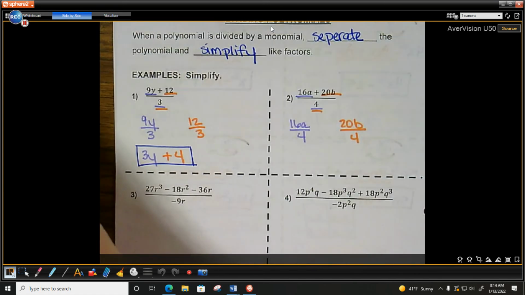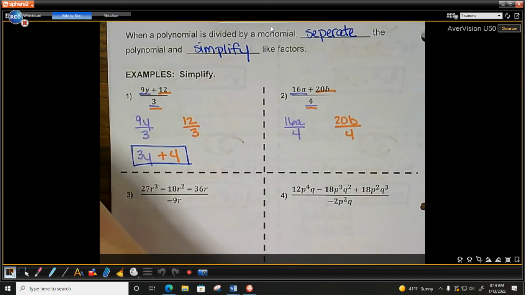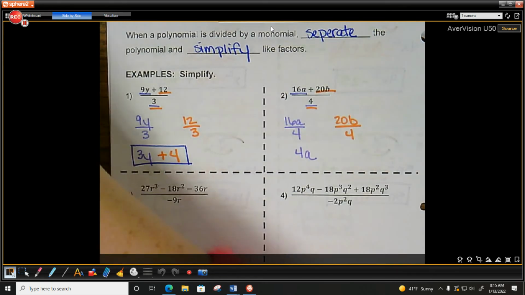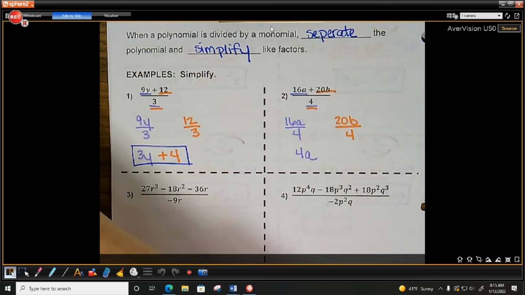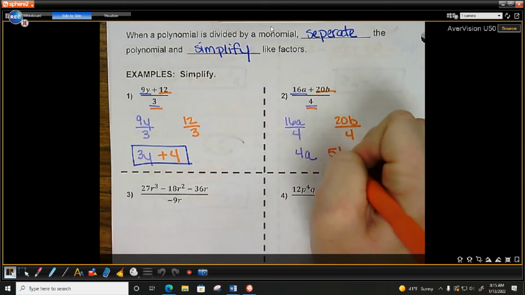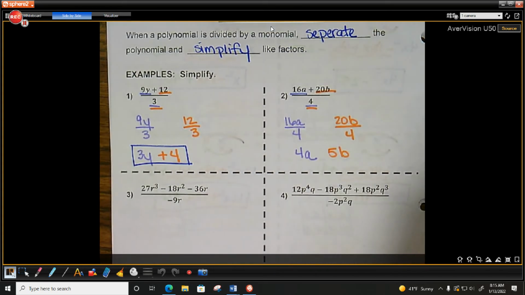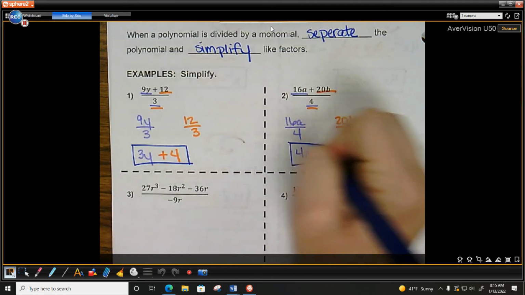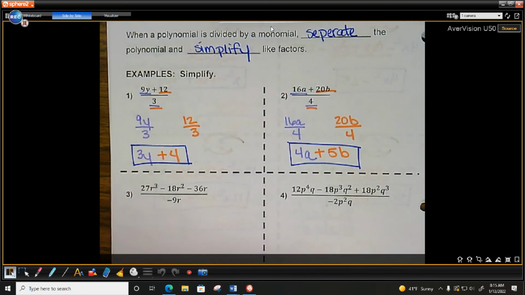So Yusra, what's 16a divided by 4? 4a, very good. And what's 20b over 4? I think I've called on everyone. What is it? 5b. And if it's a positive, what do I need to put? A plus, because that's what separates terms. Are those like terms? No. Done. Okay, so that's when our denominator is just a constant.